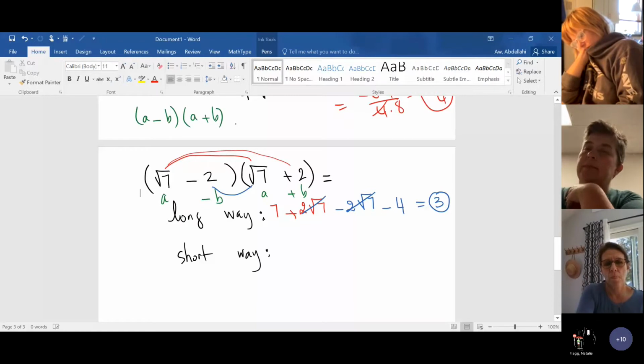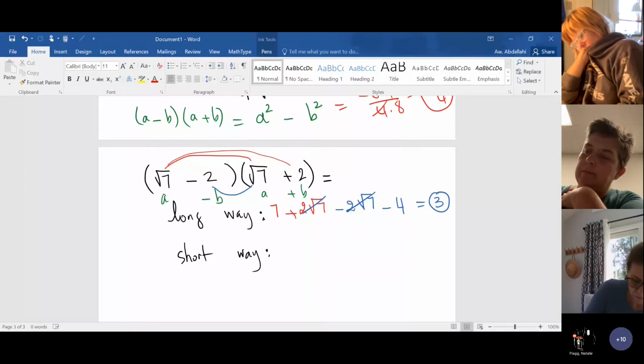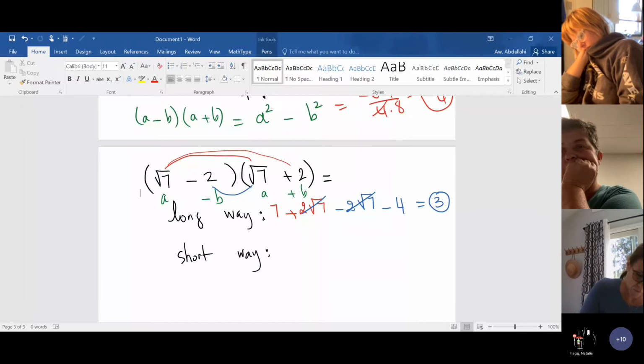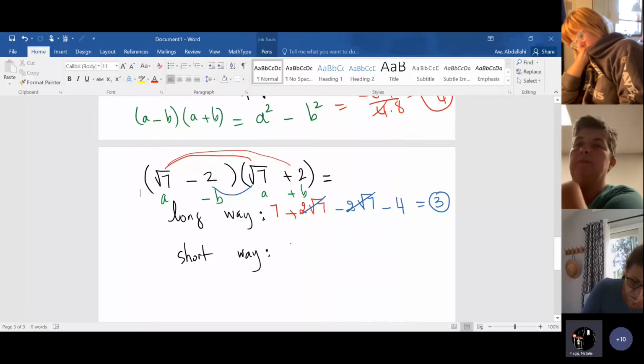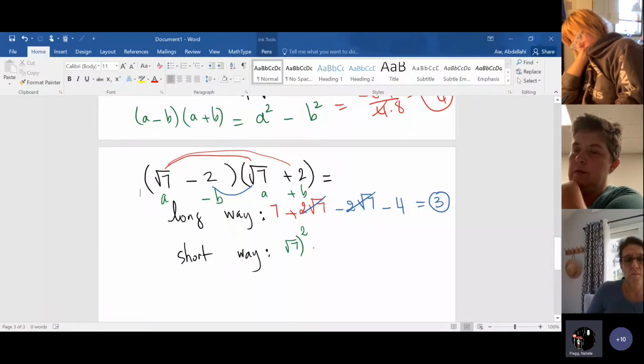This is the difference of two squares. This is a squared minus b squared, right? Everybody remember that? By the way, you have to remember this formula until the end of the semester, right? This is a squared minus b squared. So who plays my a here? Square root of 7. Square root of 7 squared. Who plays my b? 2, right? Minus 2 squared.